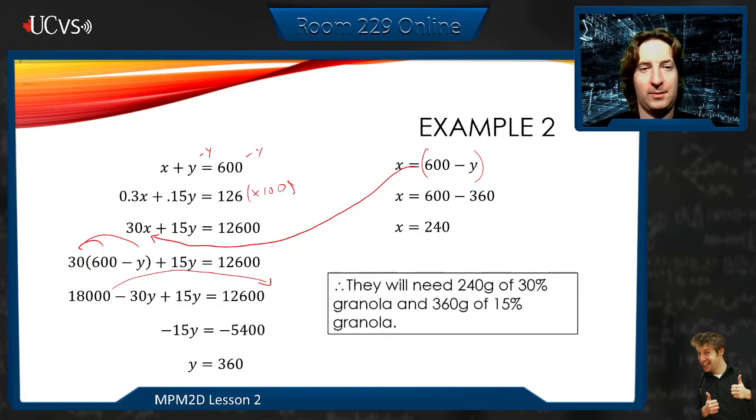And that tells us finally, remember we have to go back to a sentence, that you're going to need 240 grams of the 30% granola and 360 grams of the 15% granola. Once I add those two together, 240 grams of the 30% and 360 grams of the 15%, I'm going to end up with 600 grams, because those are going to add up to 600. And I'm going to end up with 21% granola.